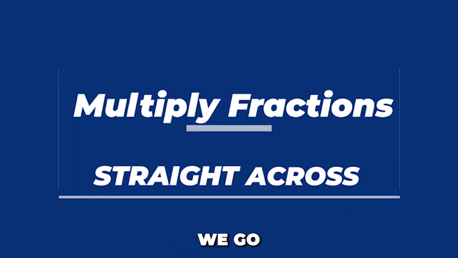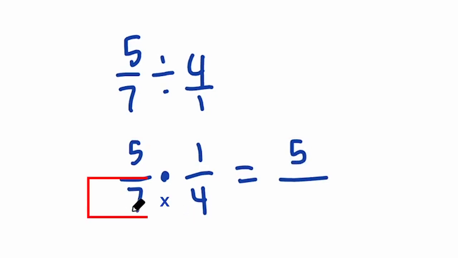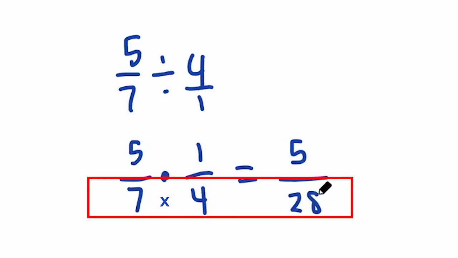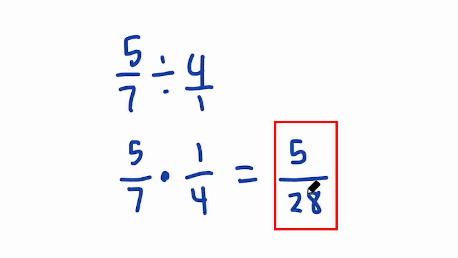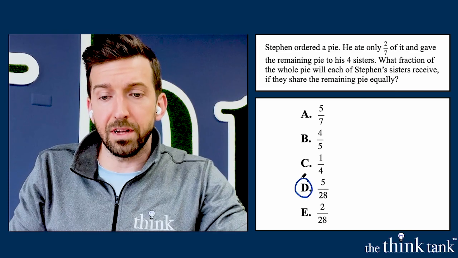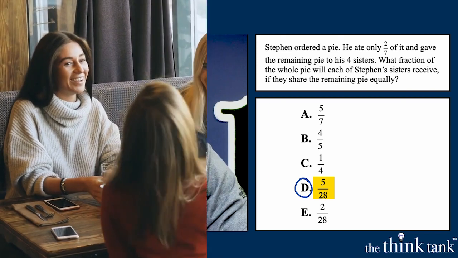How do we multiply fractions? We go straight across the top, and we get 5. And we go straight across the bottom. 7 times 4 is 28. So each sister gets 5/28 of the pie. Good luck cutting it in exactly that proportion. I don't know how that's going to work. But the answer to the math problem, at the very least, is D, 5/28. And if you got it, great thinking.